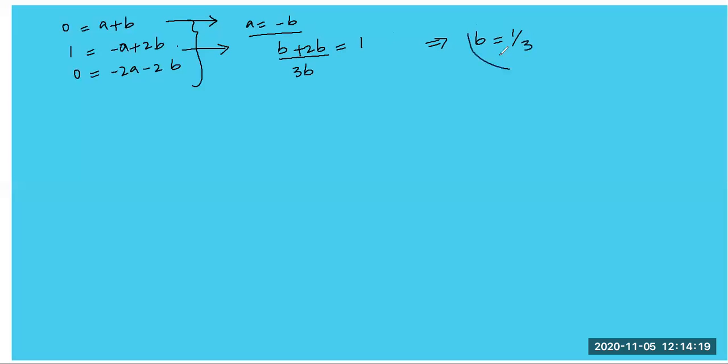When B is equal to 1 over 3, simply I will get A is equal to minus B, minus 1 by 3. Am I right? See, A is equal to minus B from here. So put the value for B, A is equal to minus 1 by 3. Okay. Jasmine, you understood? Yes, sir. Very good.